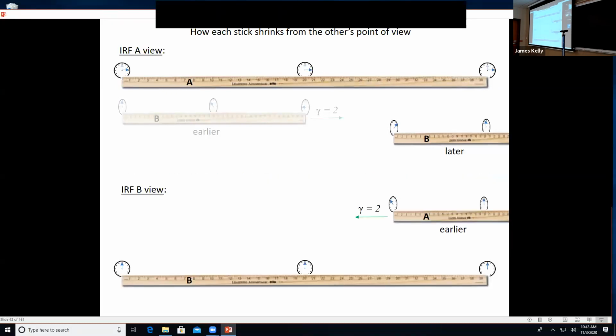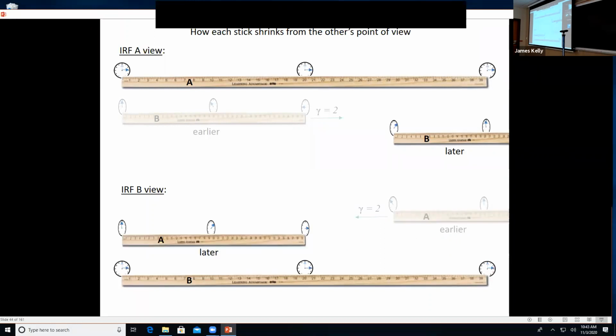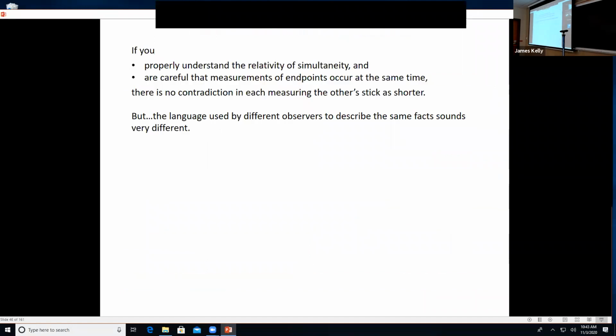And similarly, I won't talk about this really here, but there's an absolutely symmetric point of view where B is at rest and A is moving like that. And so each one can see the other one as shorter. Okay, so here's a little summary from Mermin.